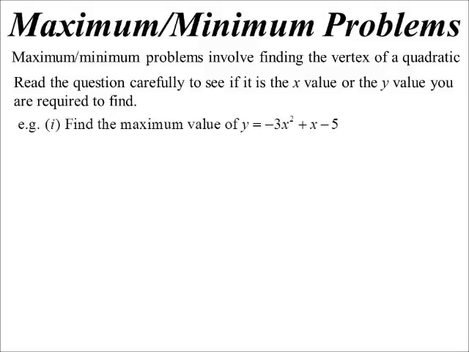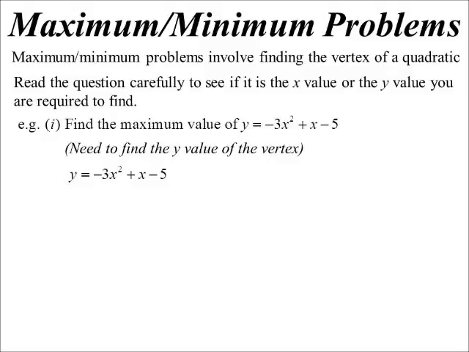So here's just a straightforward one, let's find the maximum value of this particular parabola, y equals minus 3x squared plus x minus 5. We know it's going to have a maximum because a is negative, and as we've seen, negative means sad. So it's down here, so I'm up at the top, it's a maximum. Okay, the y value of the vertex is what we're looking for.